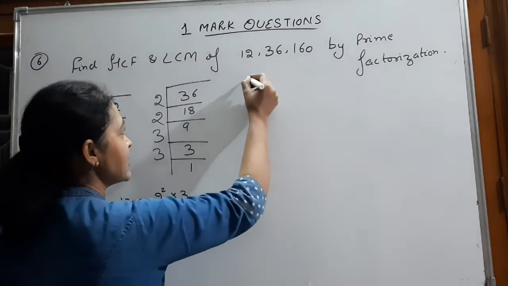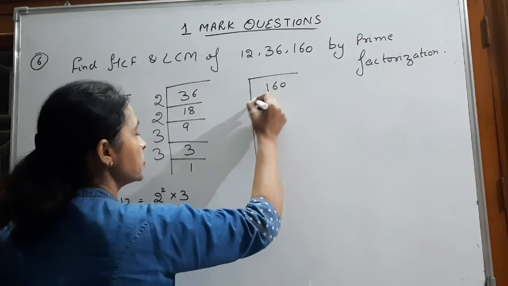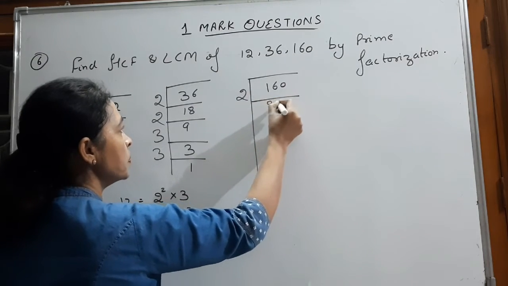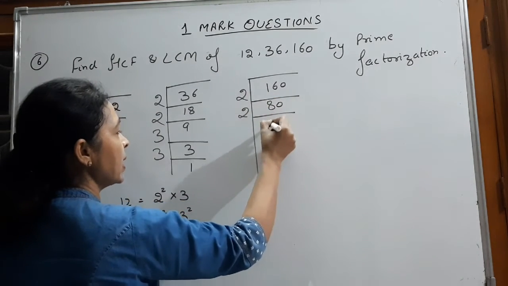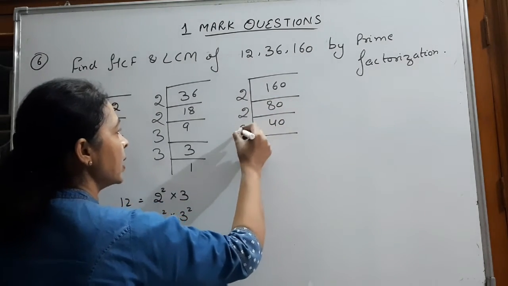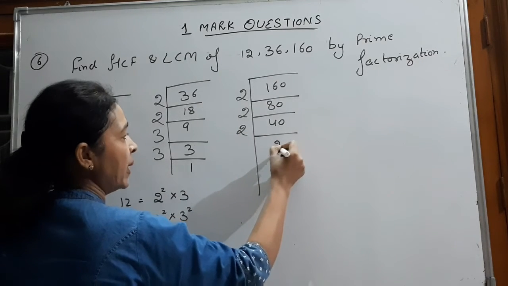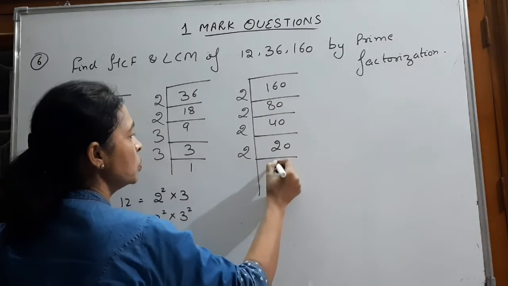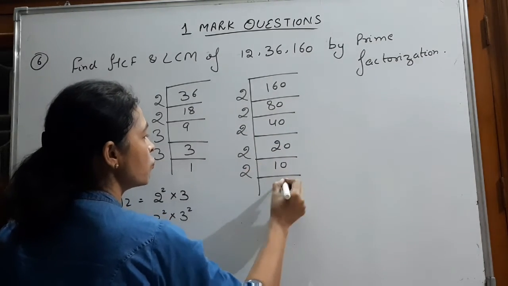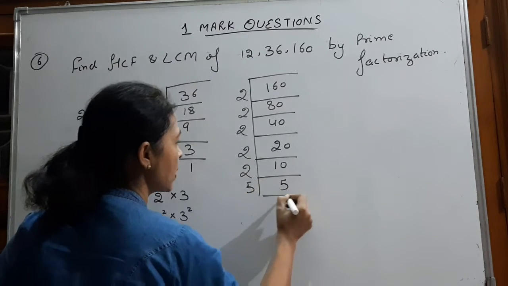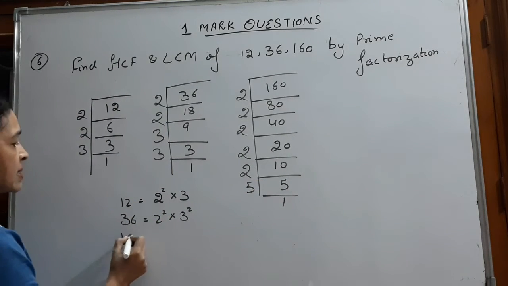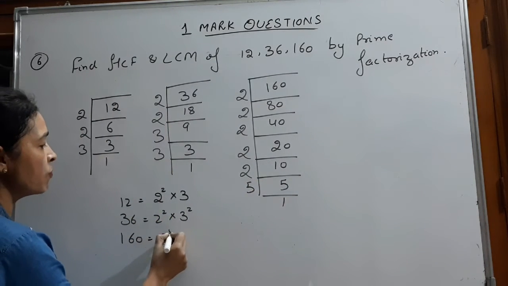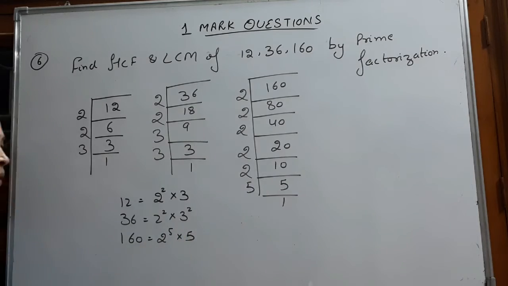Next is 160. Divide by 2, you get 80, again with 2, 40, again with 2, 20, 2, 10, 2, 5 and again 5. Now 160 is equals to 2 power 5 into 5.